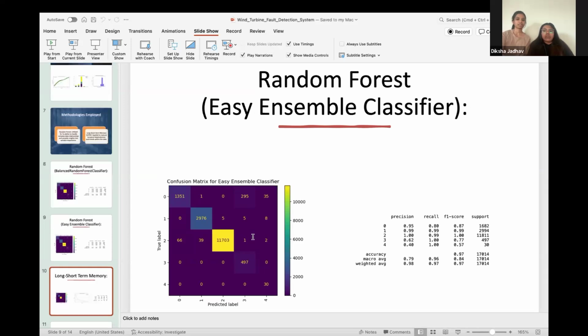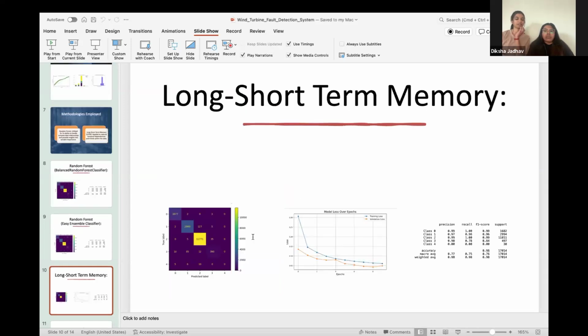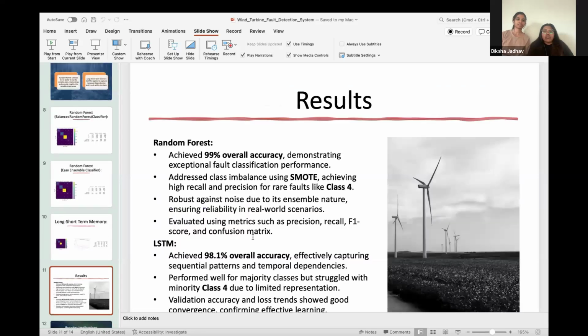Now, talking about the LSTM model, we can see the confusion matrix for this as well, and also the plot which shows loss over around 10 epochs, and we have achieved an accuracy of around 98%. Now, talking about the results part, we highly encourage these techniques.